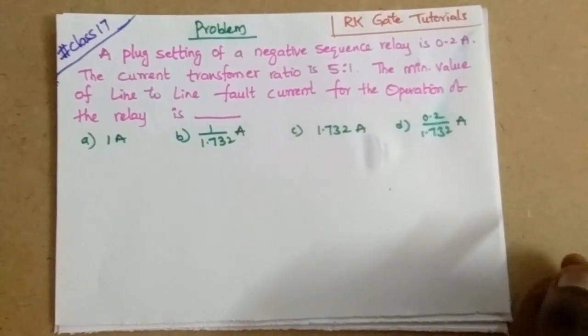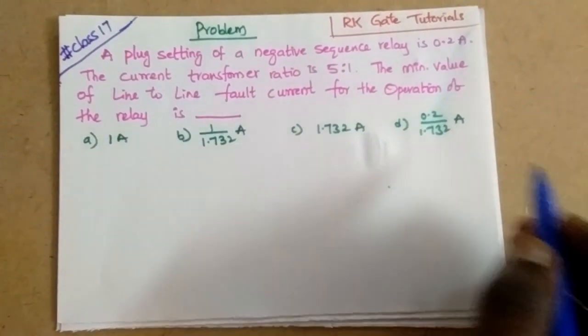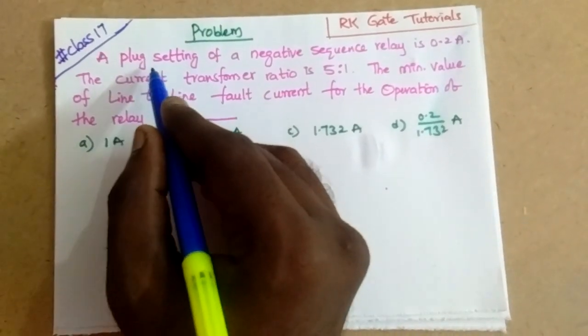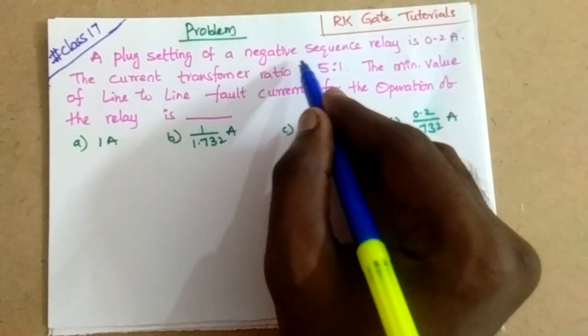And we are in the 17th class now. Let us solve one more problem. So look at the question. A plug setting of a negative sequence relay. Here the relay given is a negative sequence relay.